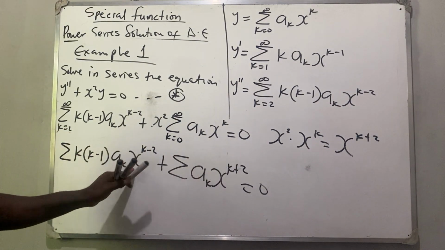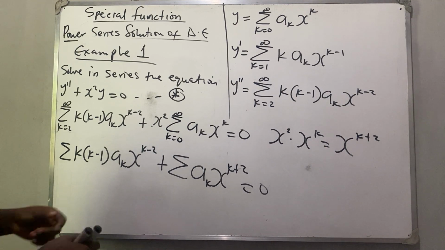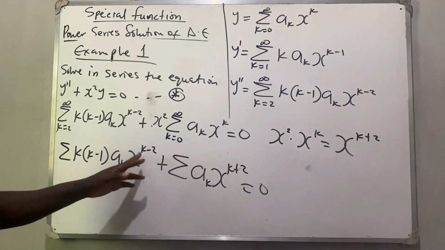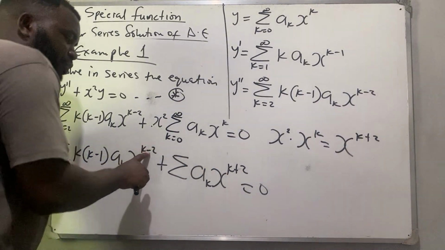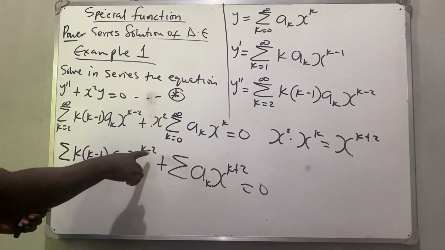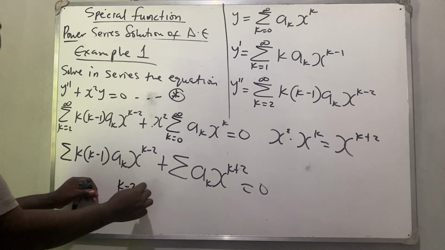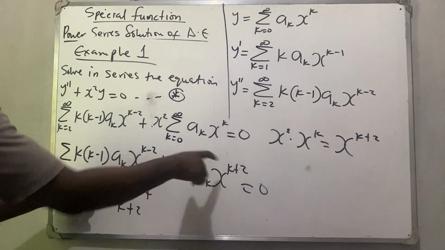So the last thing you are going to do for me is to make the x raised to power this look alike, so that they will be the same thing. The only way they will be the same is either we make this one raised to power k and this one raised to power k, or we make this one look like this one, k plus 2. To make this one k plus 2, we are going to add 4 here. We already have k minus 2. If we add 4 to it, it's going to be what? k plus 2. Exactly the same thing here.